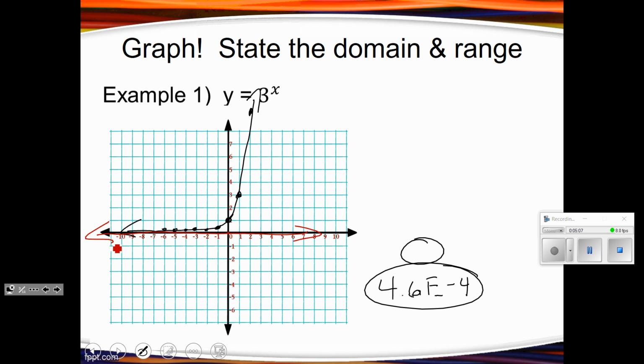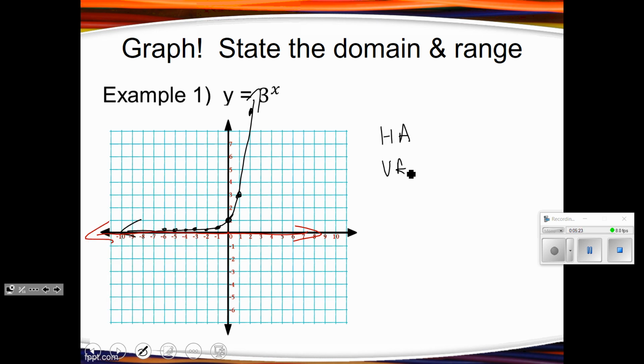It gets so close to zero that we think it's going to touch, but it doesn't ever touch. And we're going to call that an asymptote. Okay? So this has a horizontal asymptote. So we're going to use our domain and range.